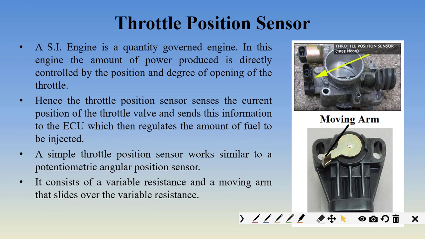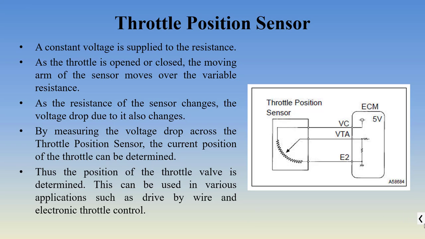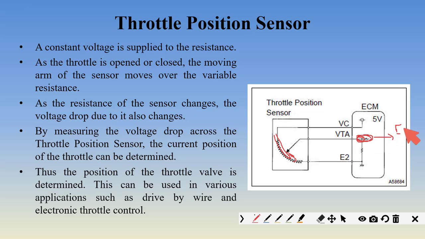Thus what is happening? Basically, because of our accelerator pedal, this throttle plate is rotating. Because of the rotation of this throttle plate, this moving arm is rotating. Because of the rotation of this moving arm, this resistance is changing. Because of the change in resistance, the voltage over here is changing. Because of the change in voltage over here, the signal to the ECU is changing. And this is how the throttle position sensor works.